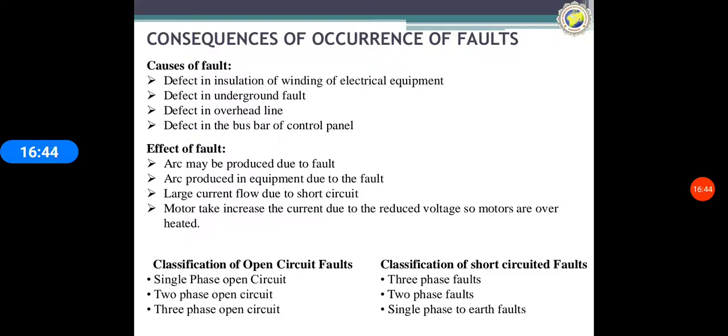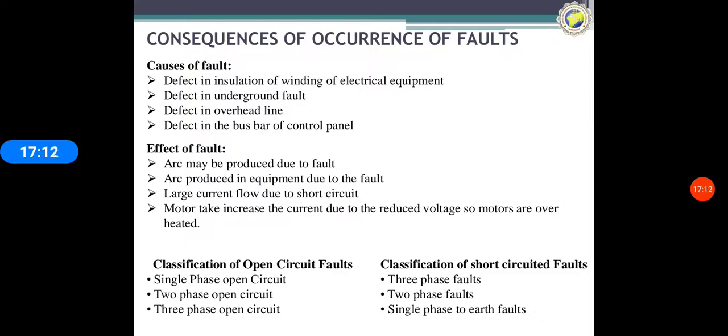Now, what is the effect of a fault? Mainly, an arc may be produced in the equipment due to the fault, and a large current flows due to the short circuit. Also, the motor draws increased current due to the reduced voltage, so motors are overheated.